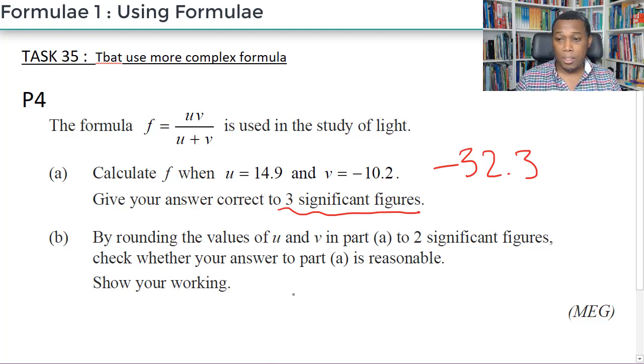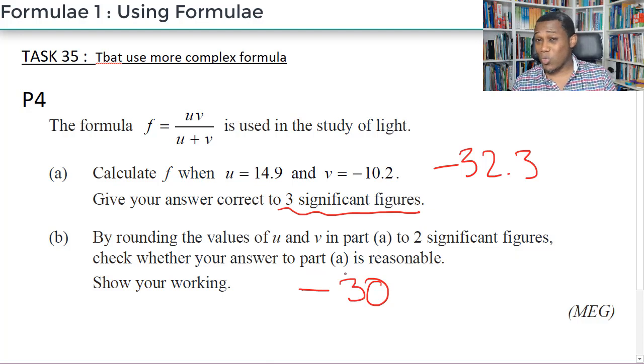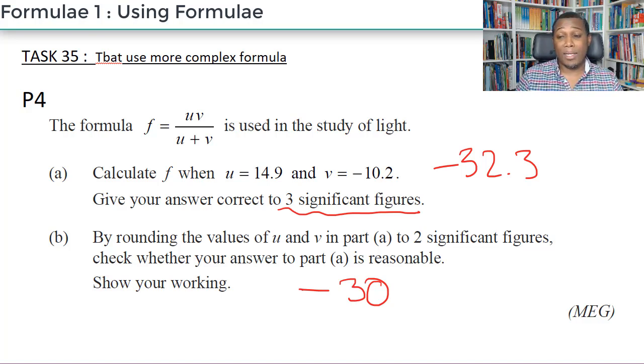And for B, you should have minus 30. Perhaps these, because they go into significant figures and whether your answer is reasonable, they'll ask you to do a check, and to show your working. But minus 30 is a key figure when you do the calculations. Then minus 30 is what you should be getting, and minus 32.3 is close to minus 30. That's what we're trying to get across there. Okay, so when you do the rounding, you should have been working with 15 and you should have been working with minus 10. Those are the figures you should have popped in, and you should get minus 30 when you work through.